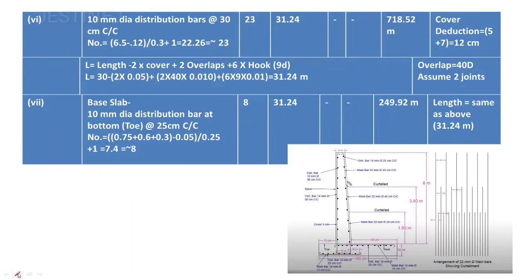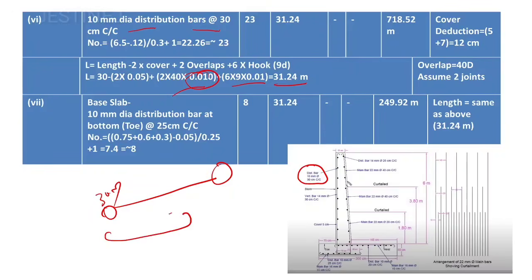and now we move on to the next case, that is 10 mm diameter distribution bars at 30 centimeters. So here you can observe that bar, and here also we use the same equation, and you will get the same value, that is the total length is going to be 30 meter. Reduce the clear cover from both the sides, then the overlaps you have to add up. The diameter is different from the previous case, and there will be 6 hooks. So in this way it is provided.